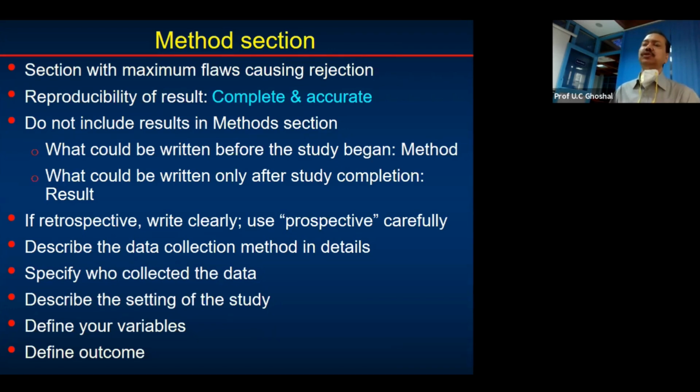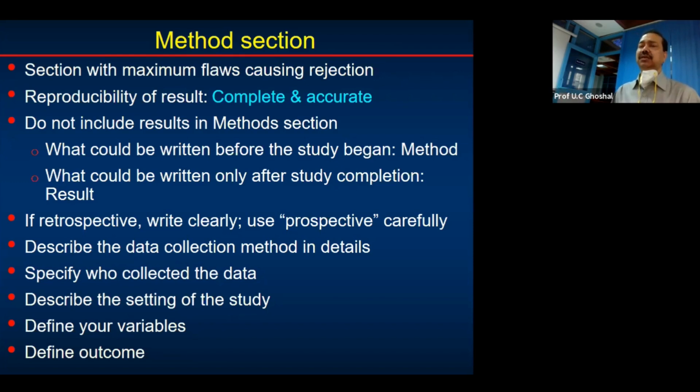Somebody will say, I don't understand the meaning of it. What do you mean by do not include result in the method section? Because why should I include the result in the method section? We get a lot of paper where it is done. For example, we get a lot of paper where age range of the patient, along with, let us say, standard deviation of the age, number of female patient included, male patient included, are given in the method section.